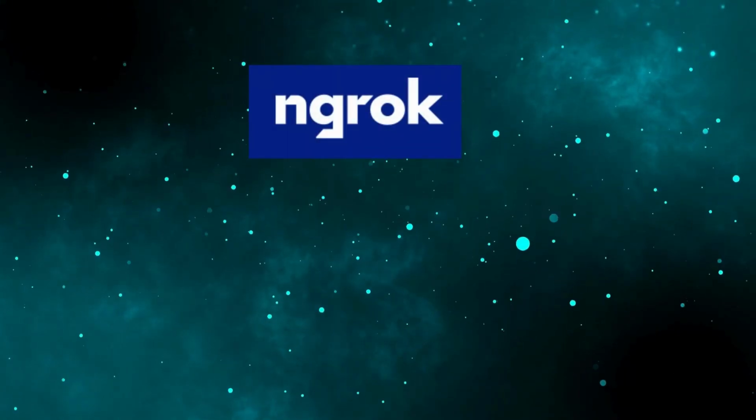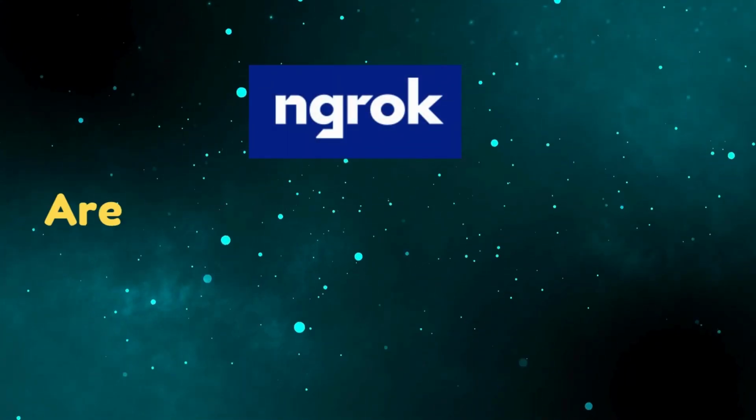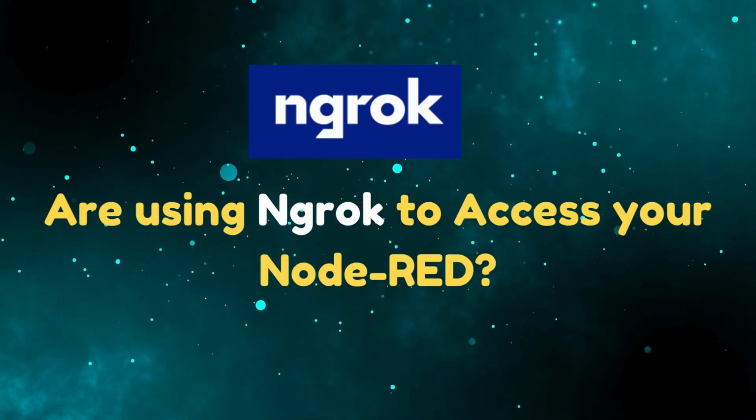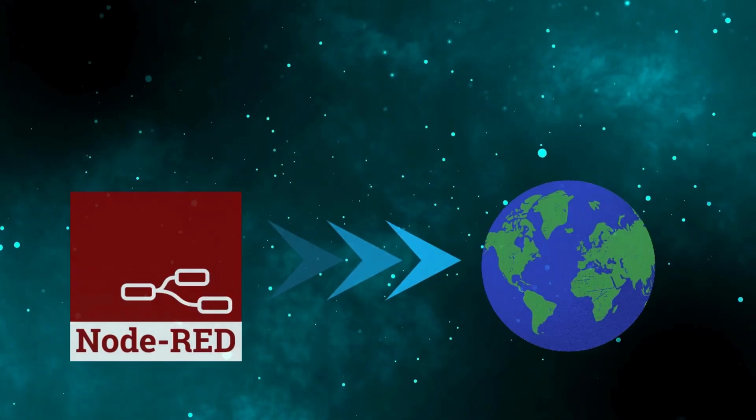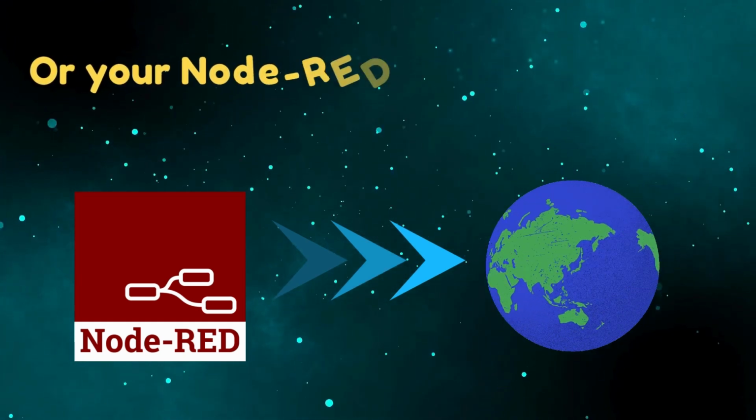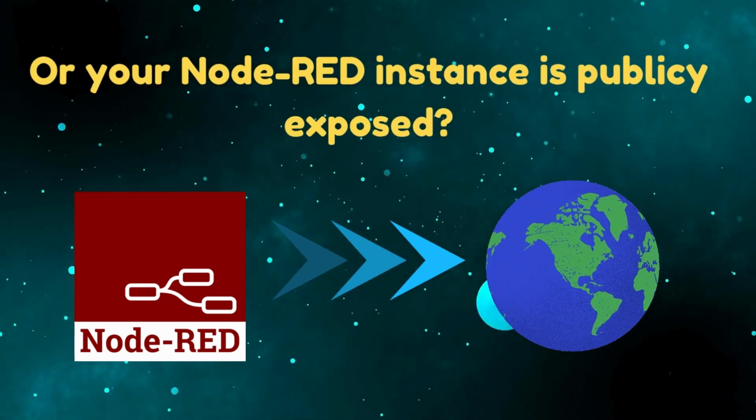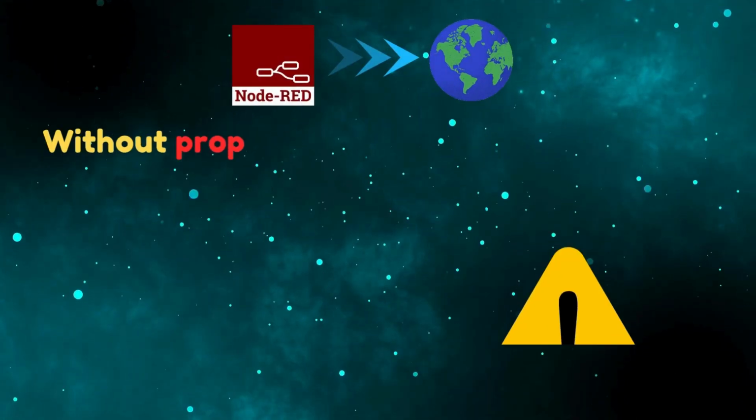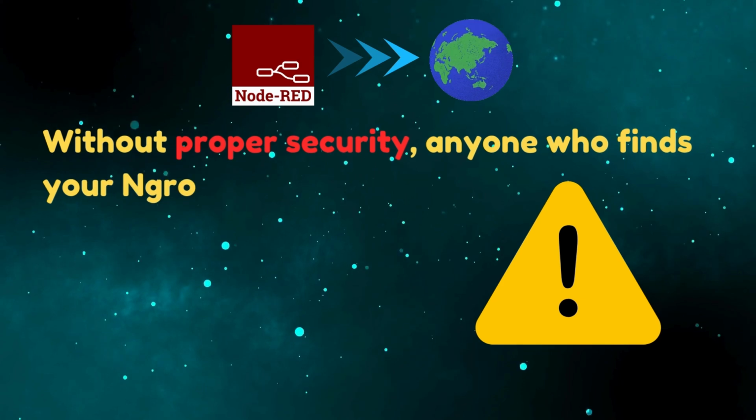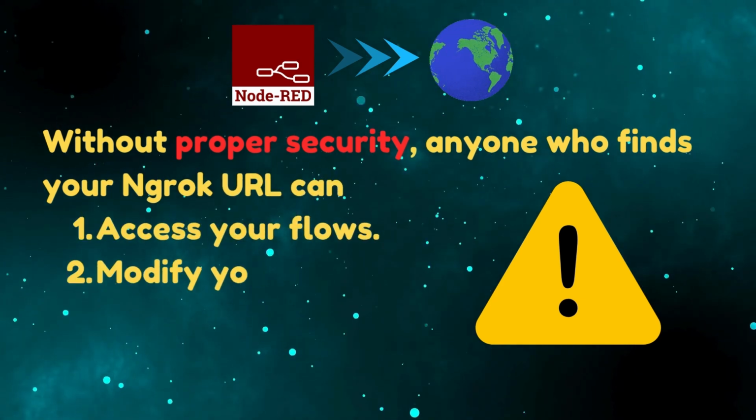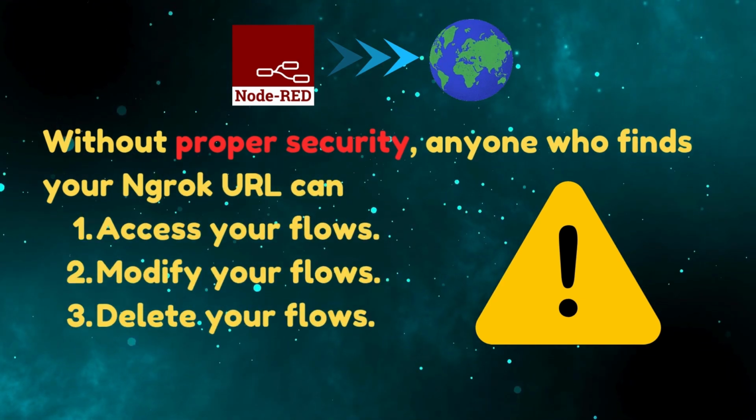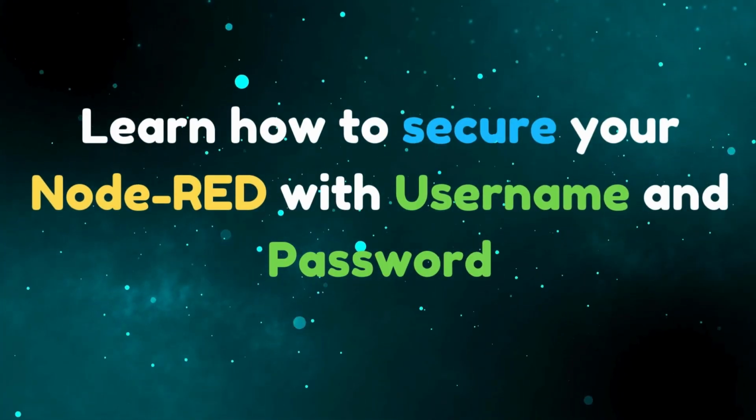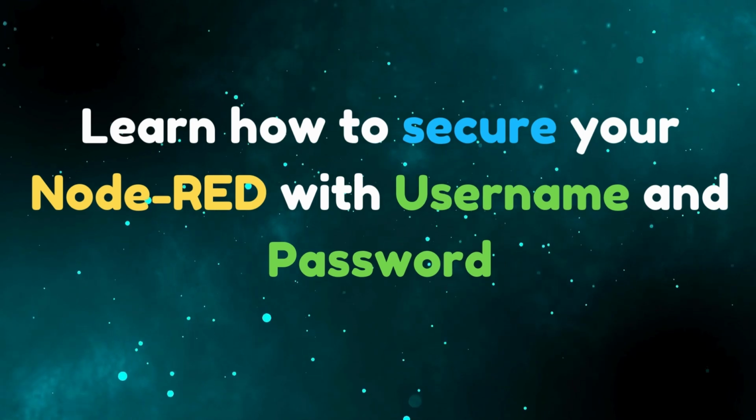If you have either followed my previous video on using Ngrok to access your Node-RED from anywhere, or using any other VPN/tunneling tools where your Node-RED instance is publicly exposed, then you should not miss this video, because you just exposed your entire system to the internet. Without proper security, anyone who finds your Ngrok URL can access, modify, or even delete your flows. Let me show you how to secure your Node-RED with password protection in next 5 minutes.